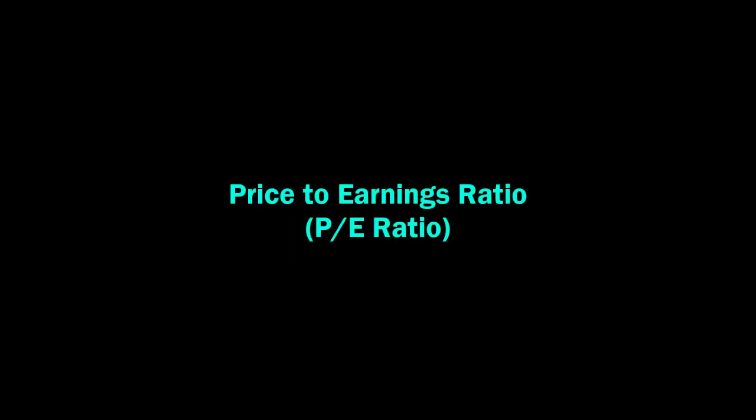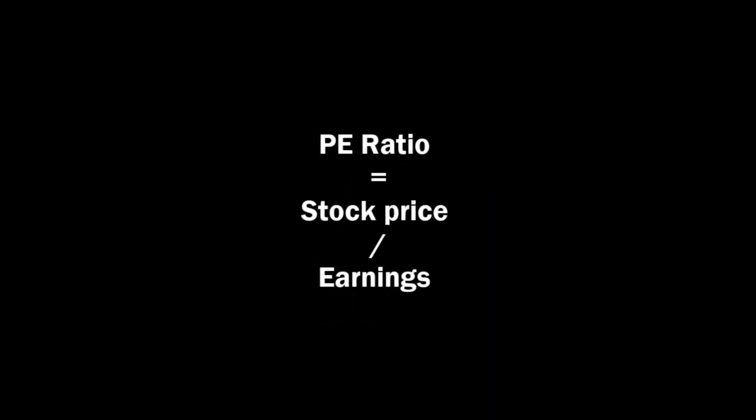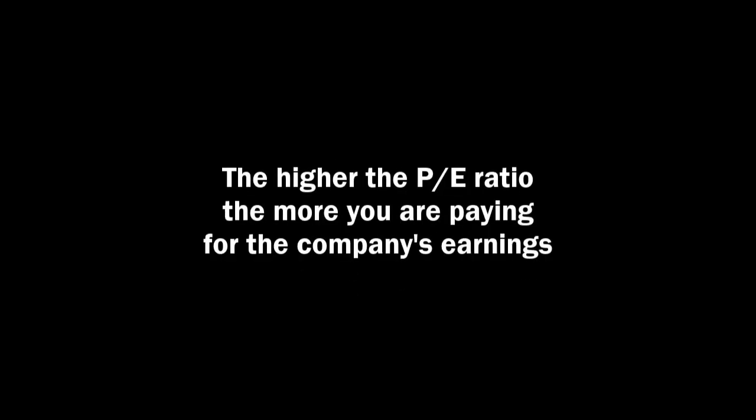Take the price to earnings ratio, or PE ratio, for example. You take the stock price, that's how much you are paying for the stock, and you divide it by the earnings, that's what you are getting in return. The higher the PE ratio, the more you are paying for the company's earnings. Valuation ratios can help you value stocks. A higher ratio means the stock is more expensive than a lower ratio.